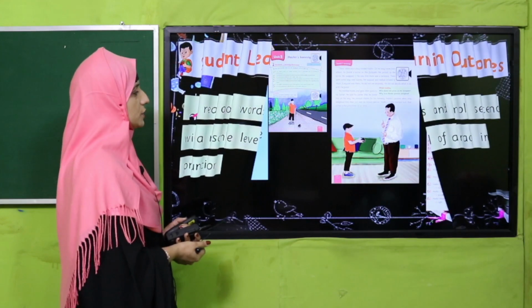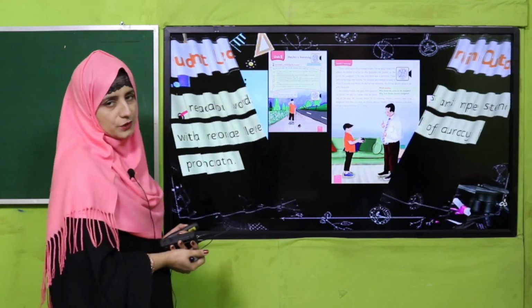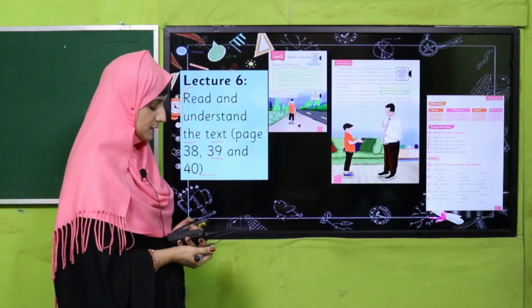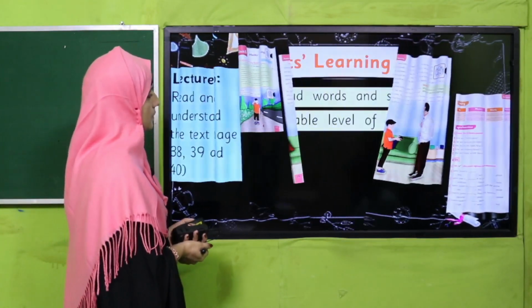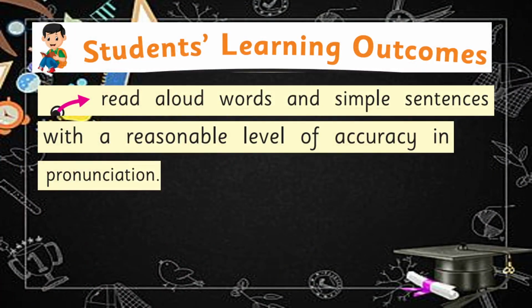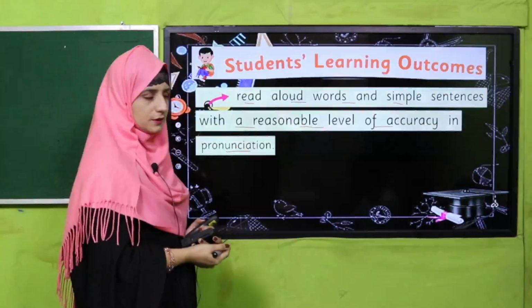In our next lecture, lecture number 6, we have to read and understand the text, and we have to find comprehension questions about the text. And its SLO will be: read aloud words and simple sentences with a reasonable level of accuracy in pronunciation.